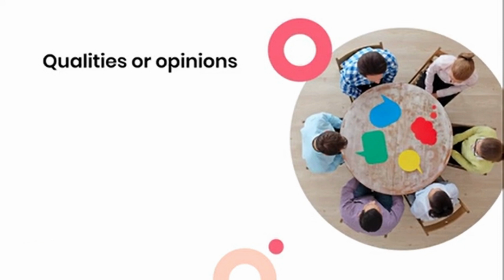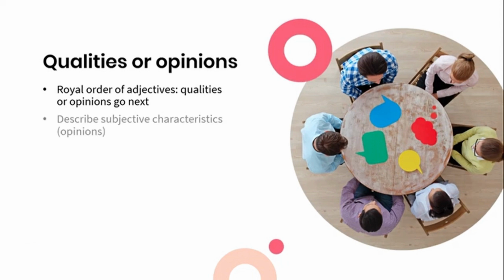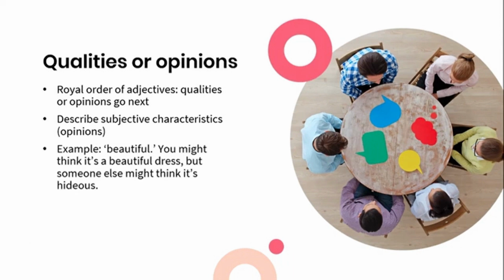Next in the royal order of adjectives is qualities or opinions. In the royal order of adjectives, these adjectives go after the determiner. These adjectives describe characteristics about the noun that might be subjective. In other words, they are an opinion. Someone else might disagree. For example, beautiful. You might think that it's a beautiful dress, but someone else might think that it's a hideous dress. Other qualities or opinions are great, ugly, neat, etc.